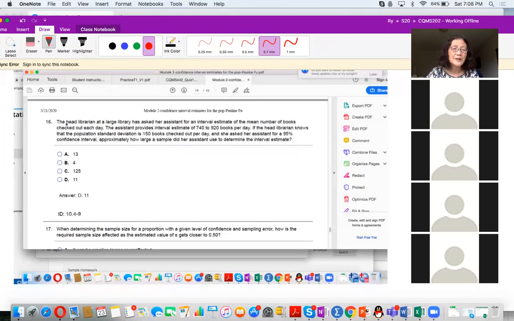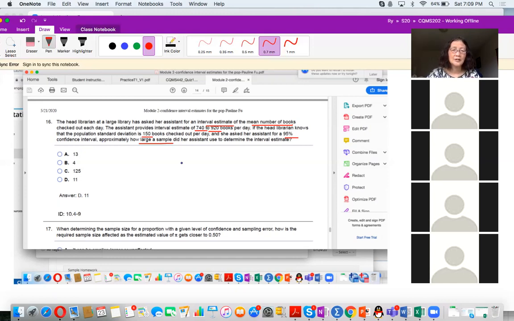Okay, a head librarian at a large library asked her assistant for an interval estimate for the mean number of books checked out each day. The assistant provided an interval estimate of 740 to 920 books per day. If the head librarian knows that the population standard deviation is 150 books, and she asked her assistant for a 95% confidence interval, what is the required sample size? That is the question.